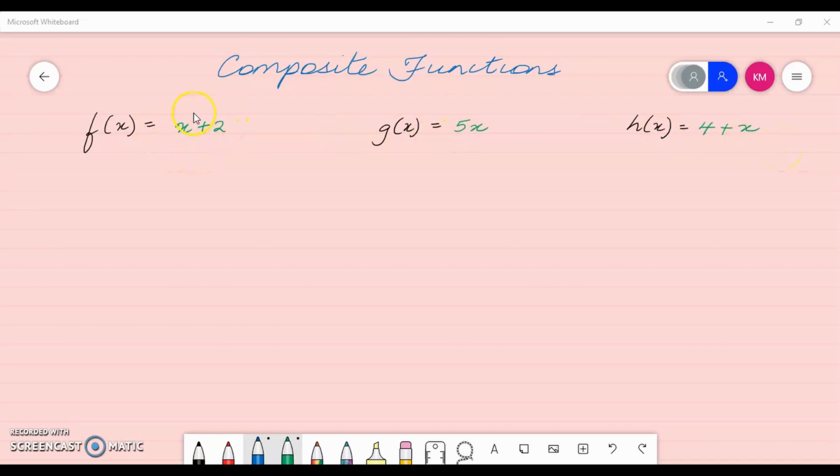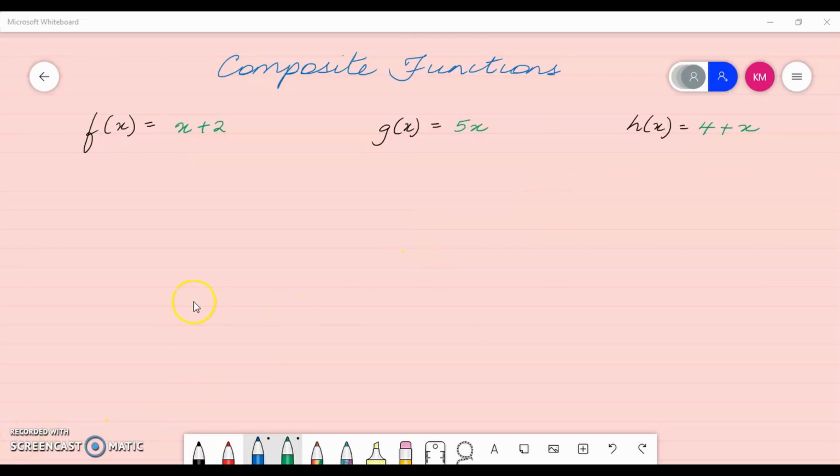Now, let's interpret what these functions are telling us to do. F of x is telling us to take our x values, which we will find in our domain, and add 2 to each of those values to figure out what those values map onto in the range. For g of x, it is telling us to take each one of those x values and multiply it by 5. For h of x, it is telling us to take those domain values or x values and add 4 to it.